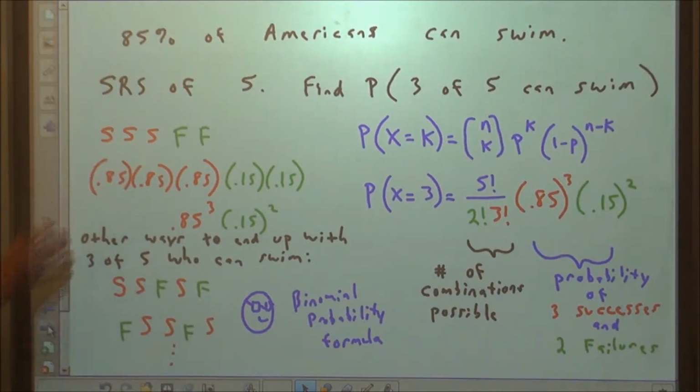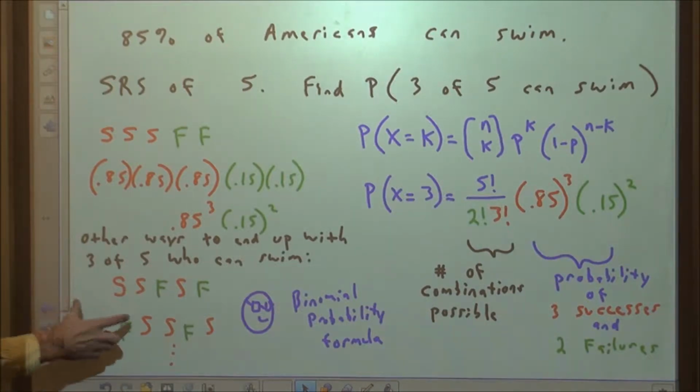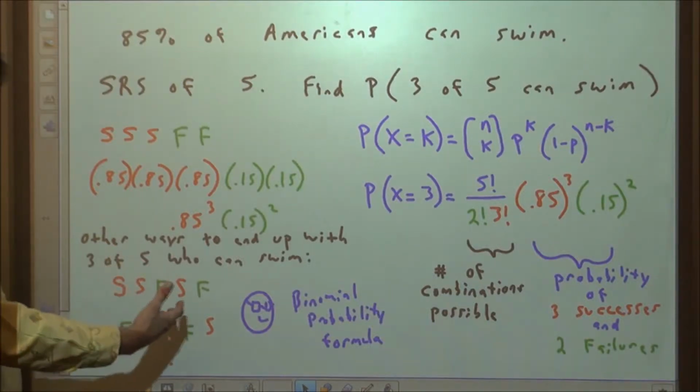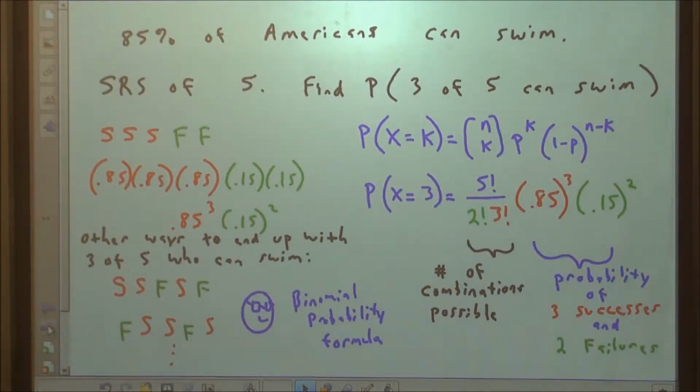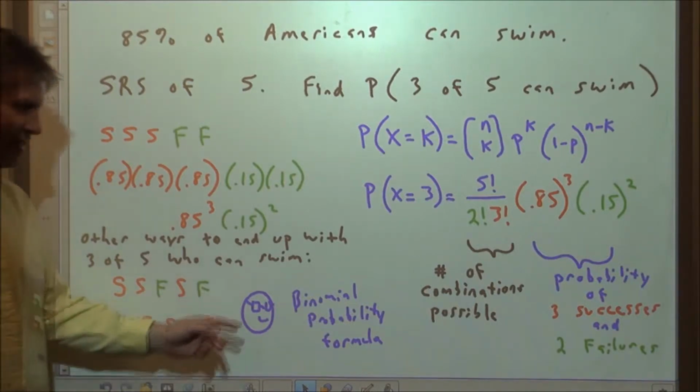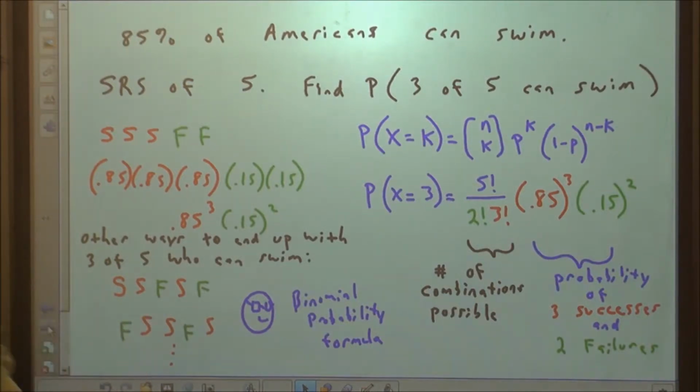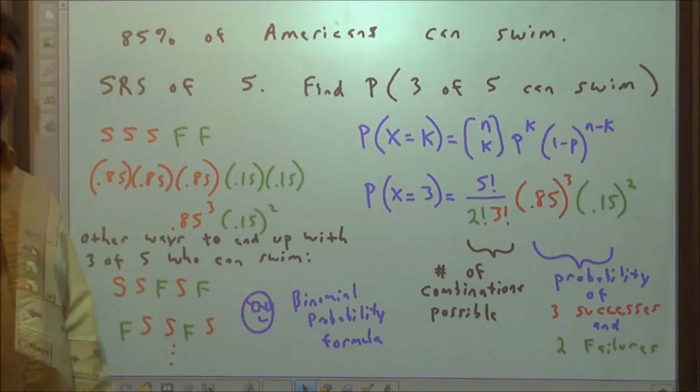Now that's not the only way we can end up with 3 swimmers out of 5 who can swim. So if we wanted to, we could start to write down all the possible outcomes for getting 3 swimmers and 2 non-swimmers in a group of 5. But the nerd is telling us, don't do that, that's working too hard. We can use the binomial probability formula.